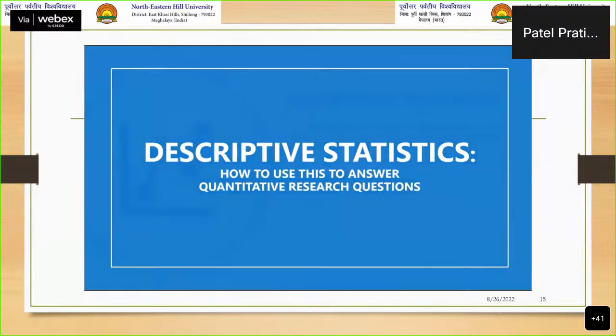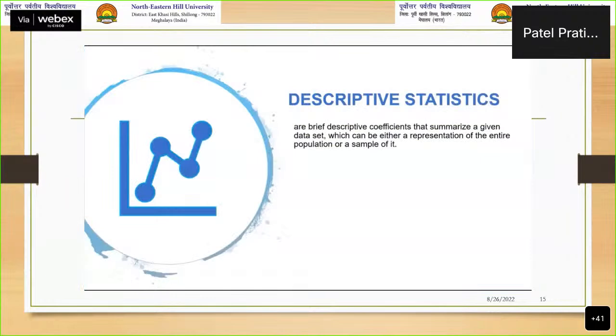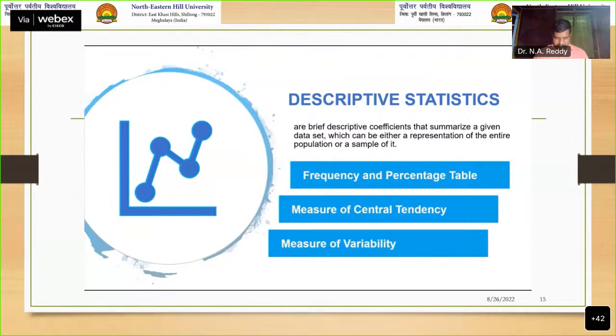Descriptive statistics are brief descriptive coefficients that summarize a given dataset, which can be either a representation of the entire population or a sample of it. Descriptive statistics are very important because if we simply presented our raw data, it would be hard to visualize what the data is showing, especially if there is a lot of it. Descriptive statistics, therefore, enable us to present the data in a more meaningful way, which allows simpler interpretation of the data. We will be discussing some of the most commonly used descriptive statistics in quantitative research: frequency and percentage table, measure of central tendency, and measure of variability.